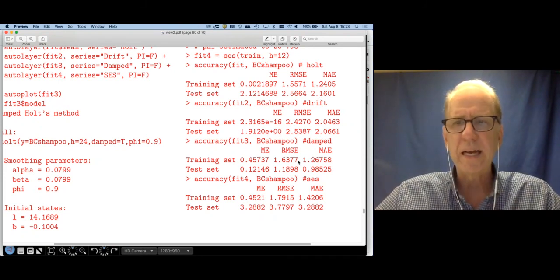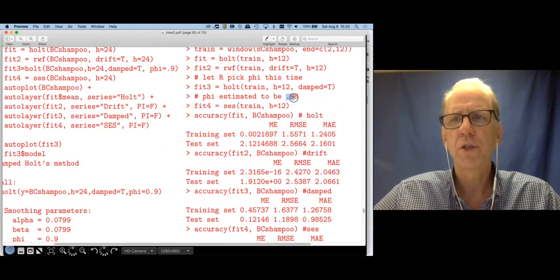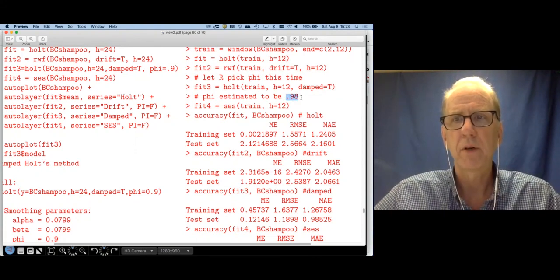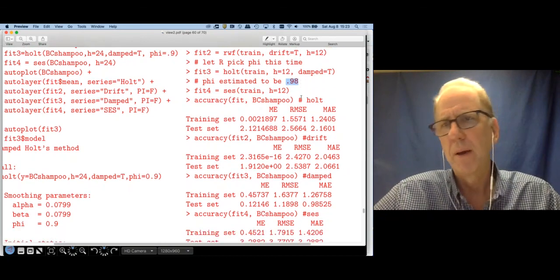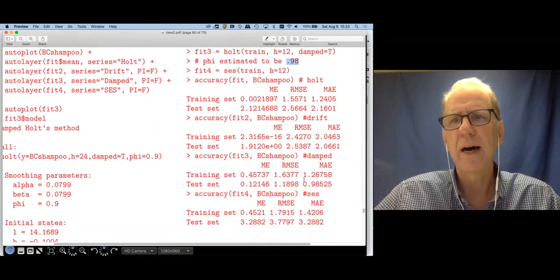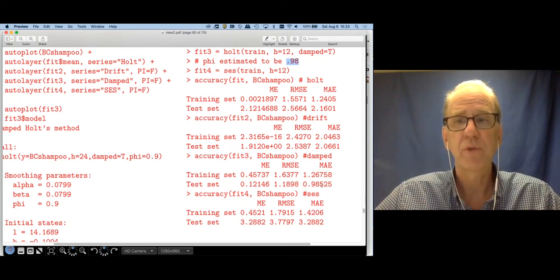But when we look at our damped version, and by the way, R chose a much less aggressive damping coefficient, so 0.98 means it doesn't decay that quickly. But just that little bit of decay helps us a lot, and it cuts the mean squared error and the mean absolute error by more than half by having that damped trend. So that's a big deal.